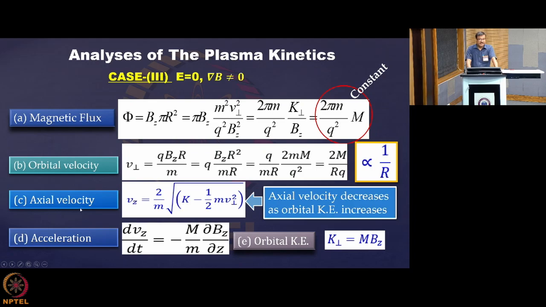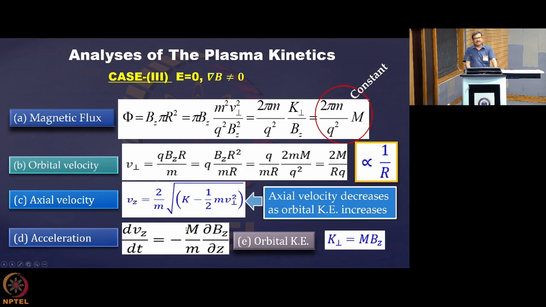Then the axial velocity, this is very interesting. You see that Vz is equal to, I have just written, this is the total kinetic energy, this is the perpendicular motion kinetic energy, and this one is half m vz square. If you just take the square root, it will come like that. Essentially we have used the equation that total kinetic energy is the sum of the kinetic energy due to axial motion and the kinetic energy due to orbital motion. I have just redistributed the terms and extracted the axial velocity component Vz. So it comes as Vz equal to the square root of 2 by m times K minus half m v perpendicular square.